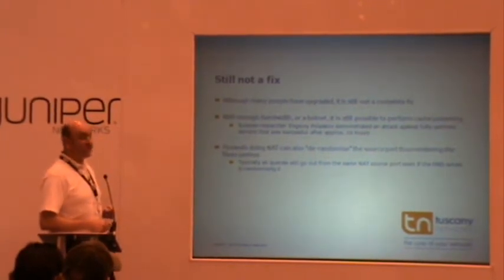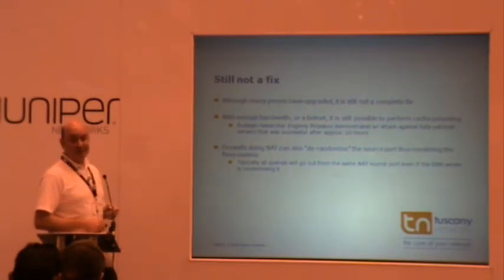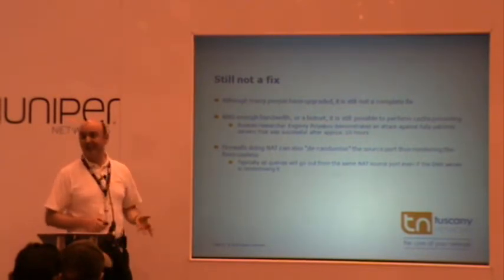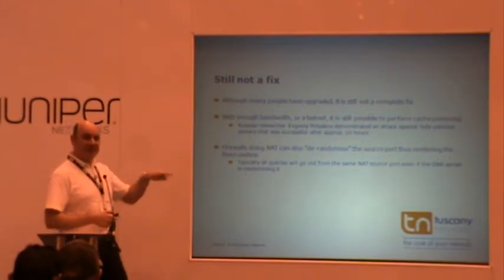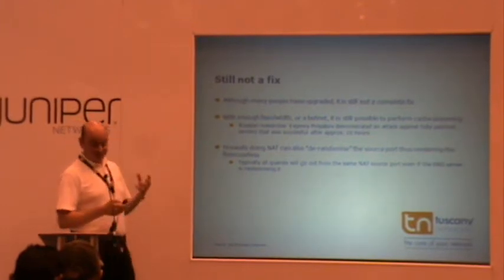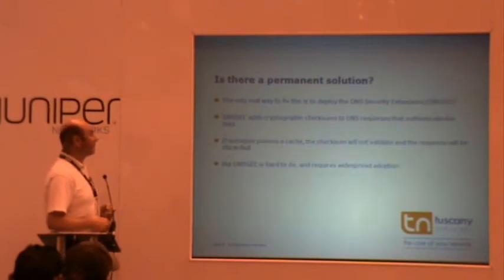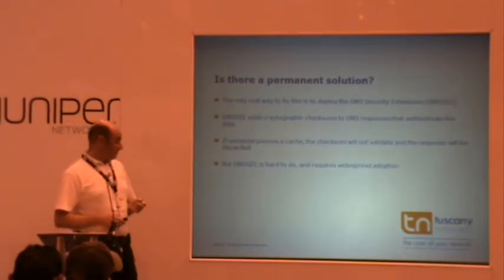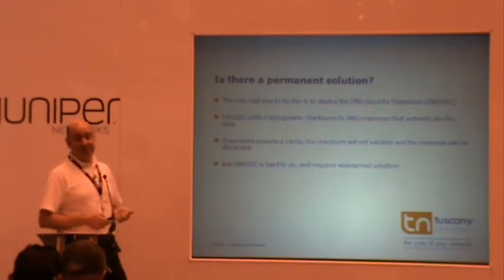And the other problem we found was that with firewalls doing network address translation, that can effectively de-randomize the source port, so that all outgoing DNS queries are coming from the same source port, and then the firewall is mapping it back to the DNS server. So you have to make sure that you're not de-randomizing the source port on your firewall. So the only real way to fix this problem is to use the DNS Security Extensions.